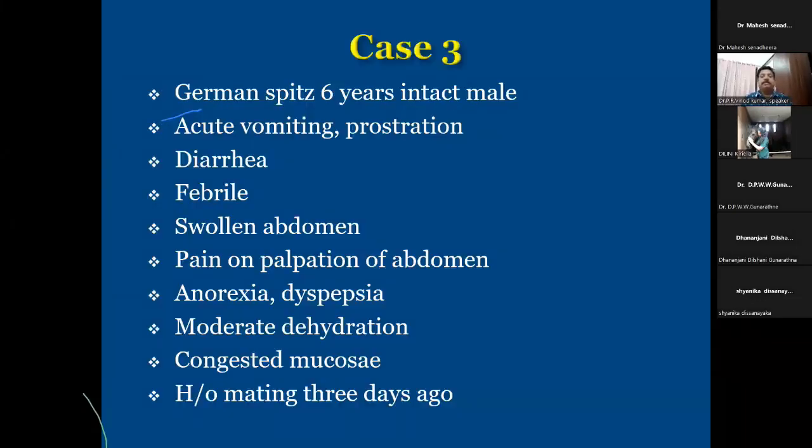The third case, a German Spitz, 6 years old, intact male, with acute vomiting and prostration, with diarrhea. It was febrile, with a swollen abdomen, pain on palpation of the abdomen, anorexia, dyspepsia, moderate dehydration, congested mucosa, and a history of mating 3 days ago. That was just for confusion. But all these clinical signs prove that there is some pain inside the abdomen.